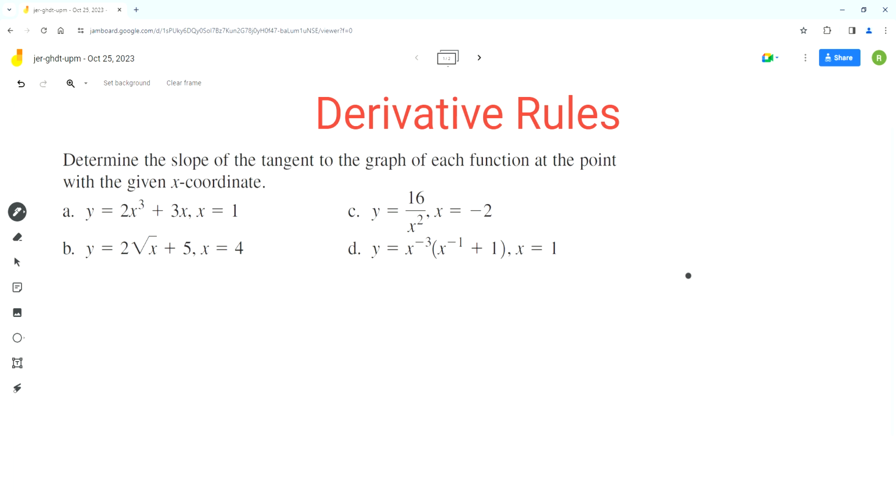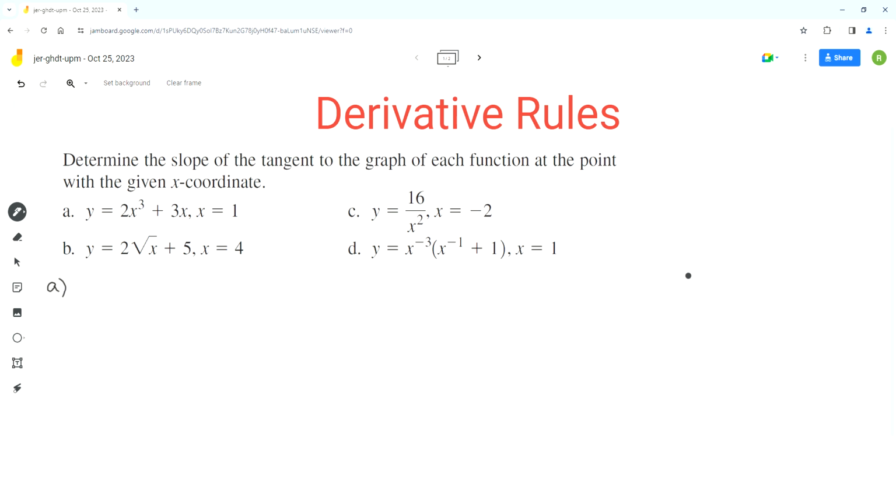So in this video, we'll use derivative rules to find the slope of the tangent for these functions at the point with the given x coordinate. So let's start with part A. In order to find the slope of the tangent, we have to find the derivative of these functions.